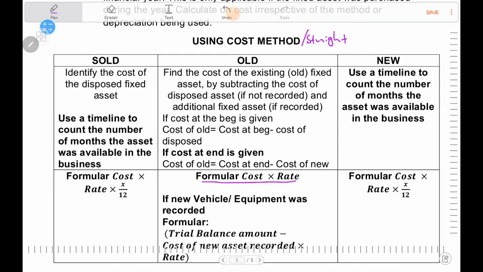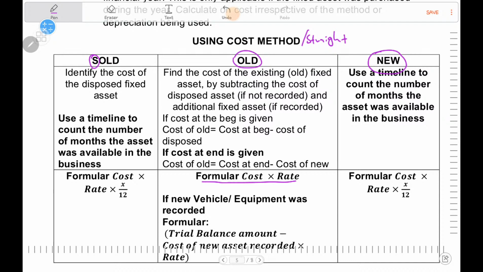However, the way in which we are going to calculate it will depend on whether the asset is disposed, which is sold, or the asset is new, meaning that our depreciation will be what we call SON, meaning that the S will stand for the sold, then the O will stand for the old. This is where you are going to calculate the depreciation of the remaining or the existing fixed asset. Then we'll also calculate the depreciation of the new. So again, you have to consider the number of months the asset was available.